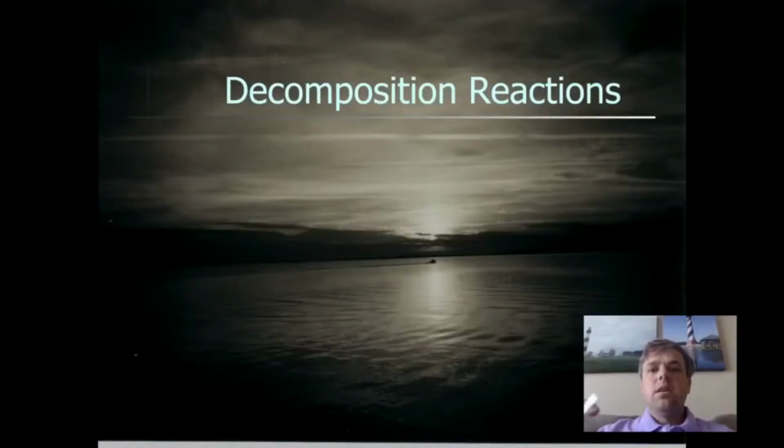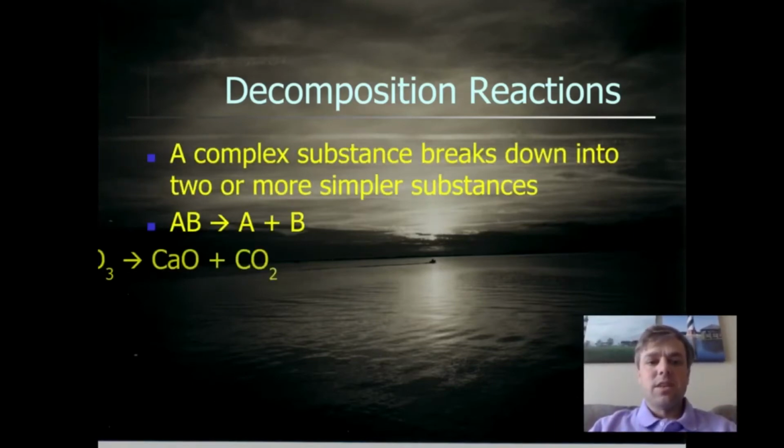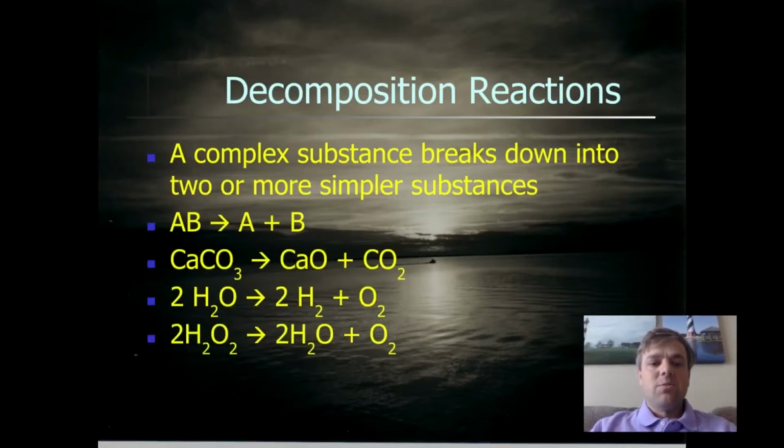oxide. The next type of chemical reaction is a decomposition reaction, which is essentially the exact opposite of a synthesis reaction, where instead of putting two things together, you're taking one thing and breaking it apart. So I've got some examples of some decomposition reactions. You'll notice you have a single reactant and multiple products. So the general form is something breaks apart into multiple things.